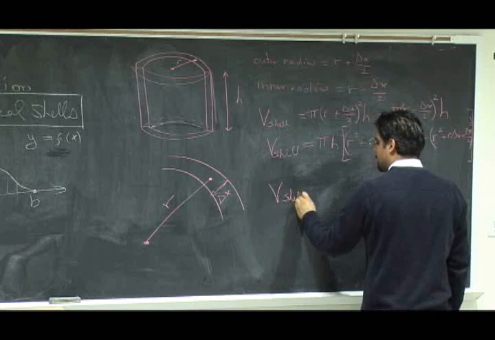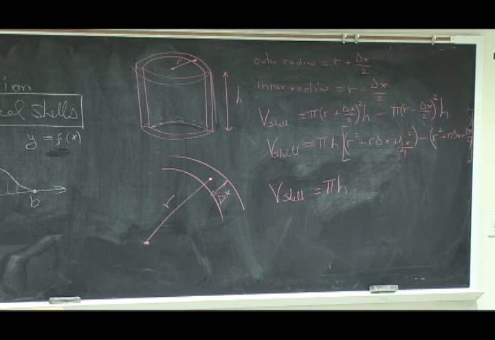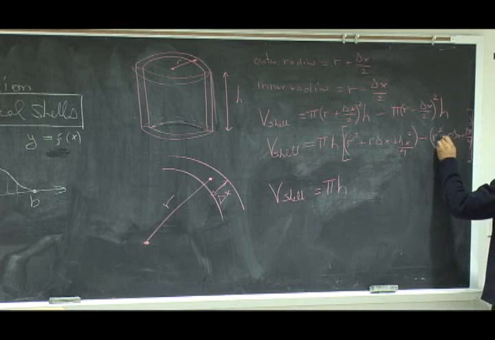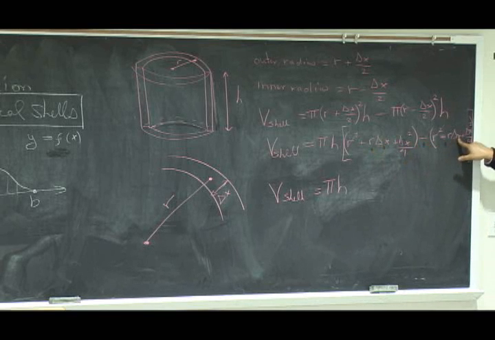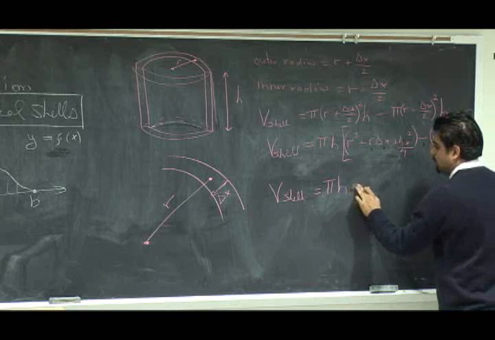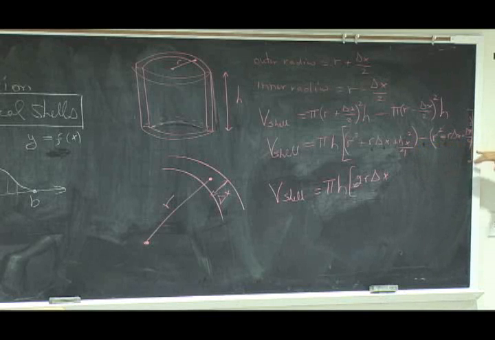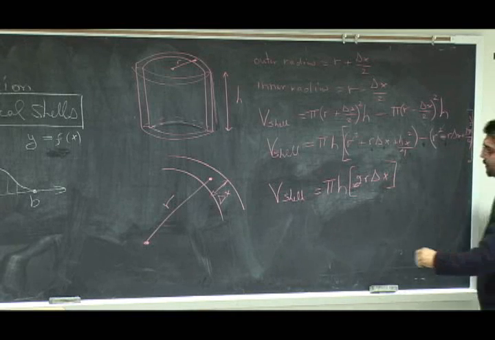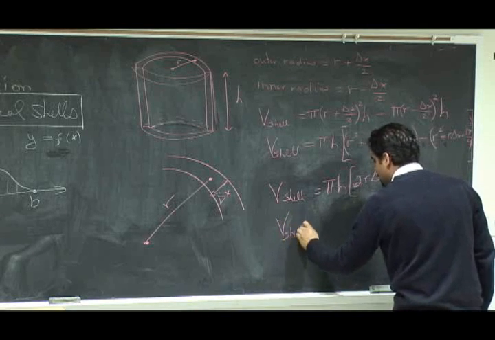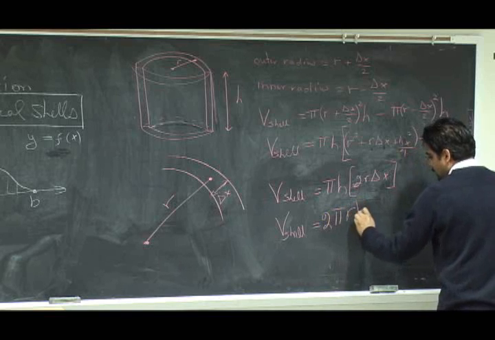So the volume of the shell is pi times h, and let's see what cancels here. R squares cancel, right? Sorry, this is minus. Great. So r squares cancel. We have r delta x minus negative r delta x. You add those. You get 2r delta x. And then the delta x squared over 4 minus delta x squared over 4 also cancels. So actually that's all we have. Does that make sense? Okay, so the volume of this shell is, let's write this out this way. 2 pi r h delta x.